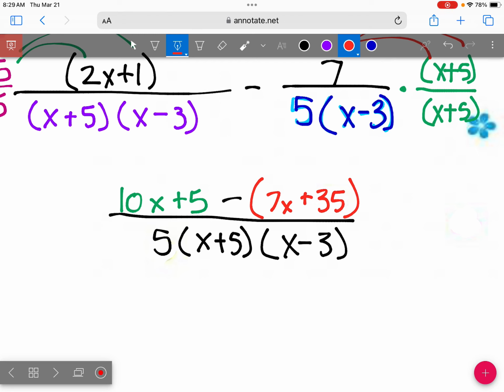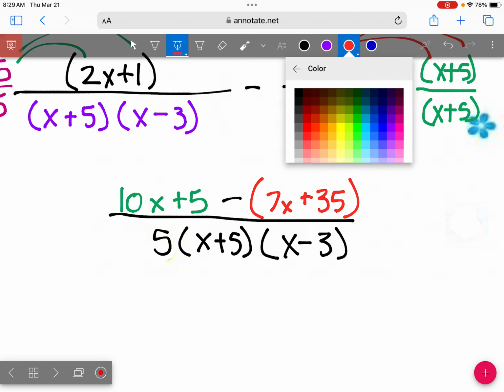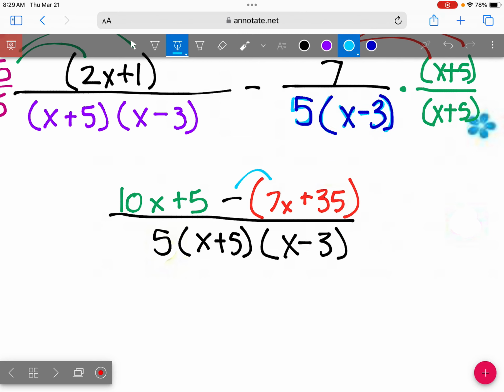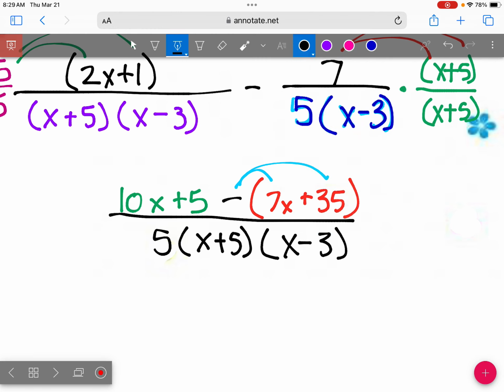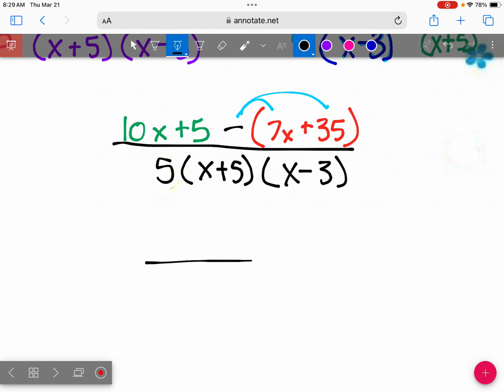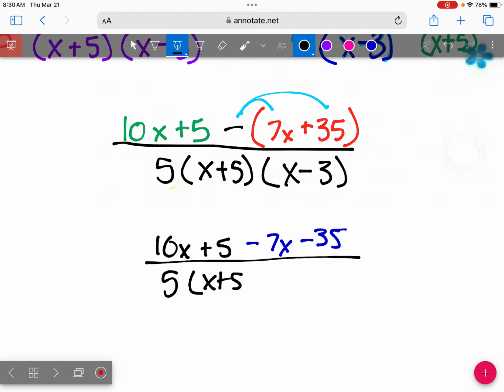From here, we're going to distribute out that minus sign. So we're going to take this minus sign and distribute it through. So we're going to have our 10x plus 5 minus 7x minus 35 over our same denominator, 5, x plus 5, x minus 3.